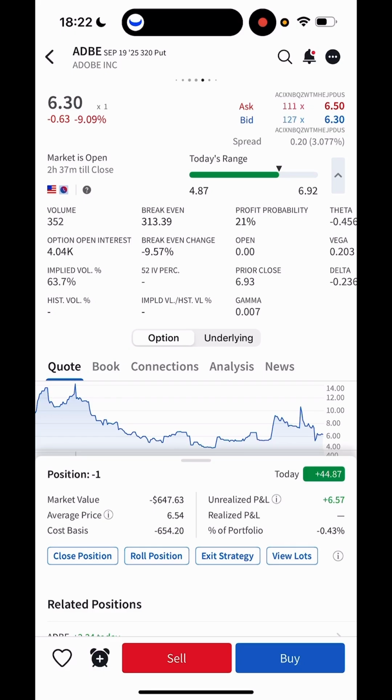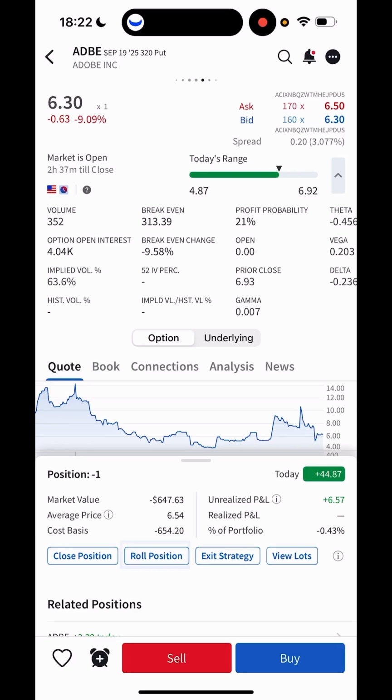I expected Adobe to go up. It's gone down and staying flat. It does have earnings next week. The current price is at 346 and my put's at 320. What I want to do is buy back this option, sell to open a new option, and lower the strike from 320 and go up further in time from September the 19th.